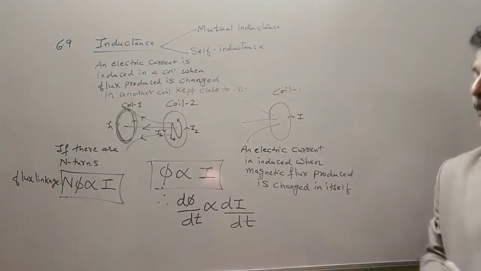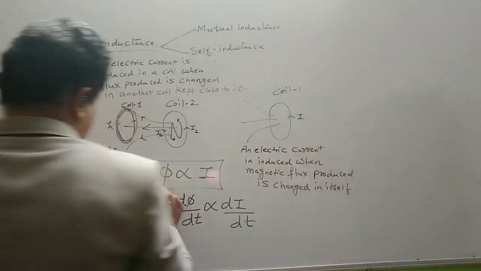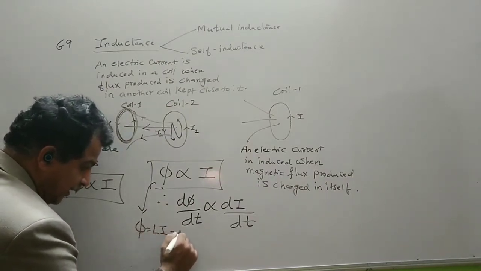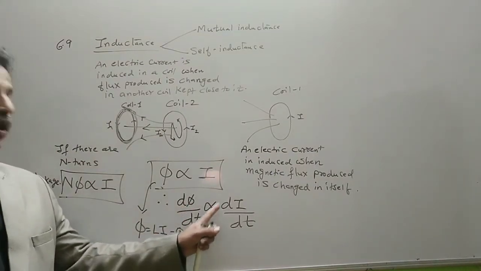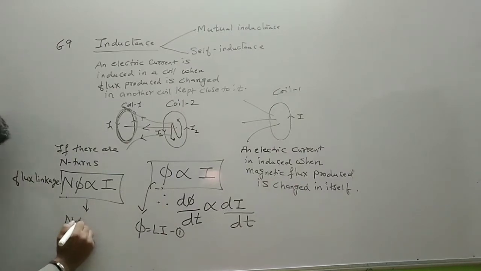Now if we remove the proportionality sign, then we have a constant of proportionality which we call inductance. So there is another term which is called inductance, similar to the capacitor. So from this I can write phi is equal to Li, that is equation 1, or I can write d phi by dt is equal to L di by dt. Here also I can write n phi is equal to Li.